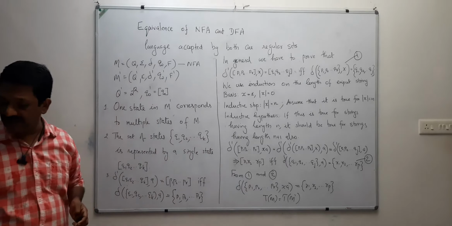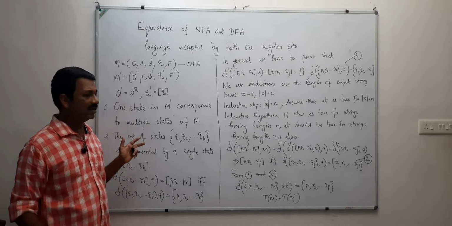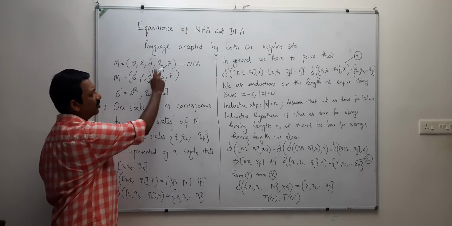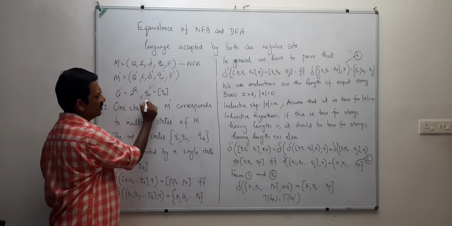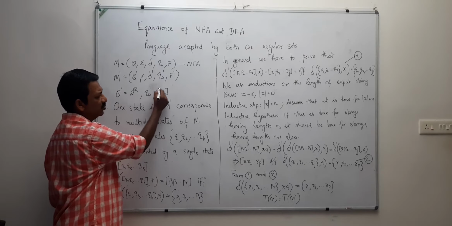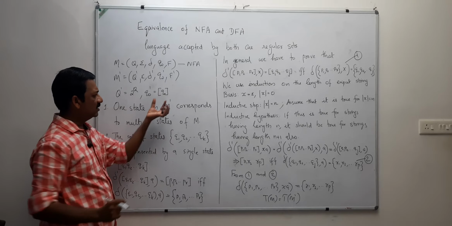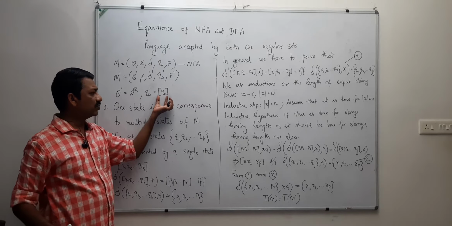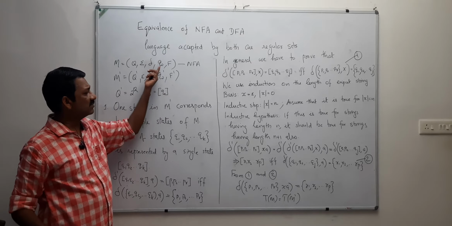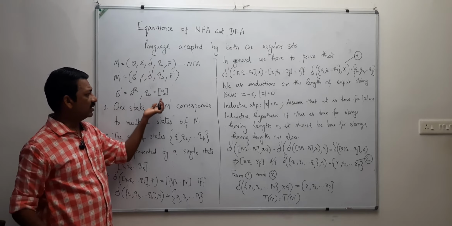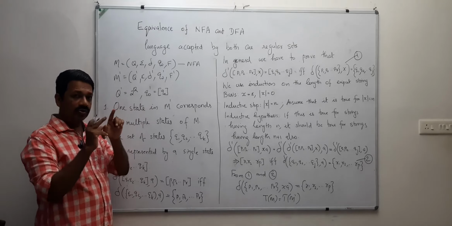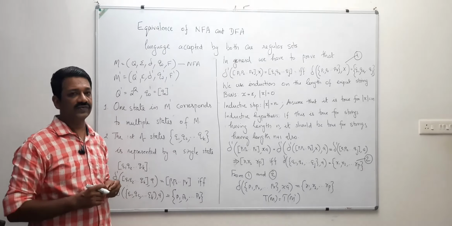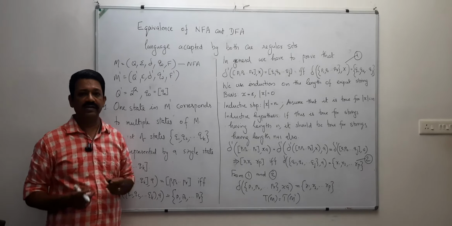Delta is the transition function, and delta is different. Q0 is the start state, and Q0 dash, the new start state, is represented by Q0 within square brackets. That is different from this. If the start state for the NFA is Q0, the start state for this will be Q0 within square brackets, and F dash is a new set of states, and that also we'll discuss later.